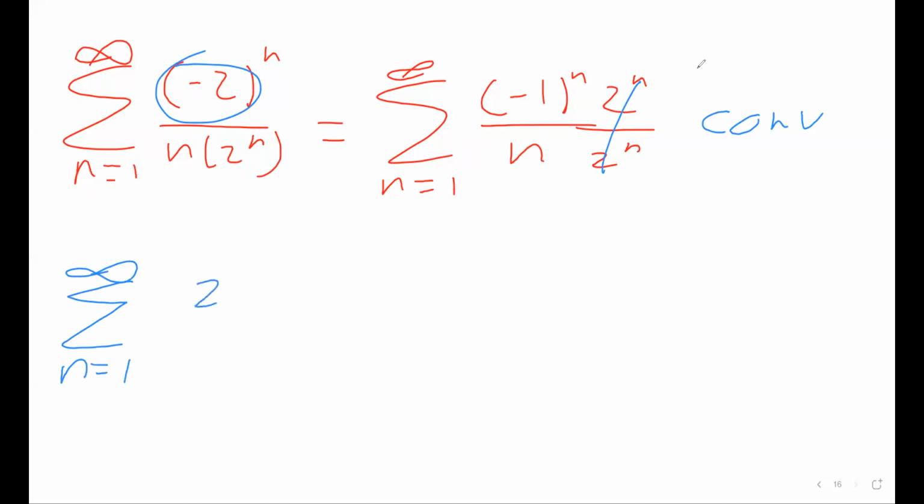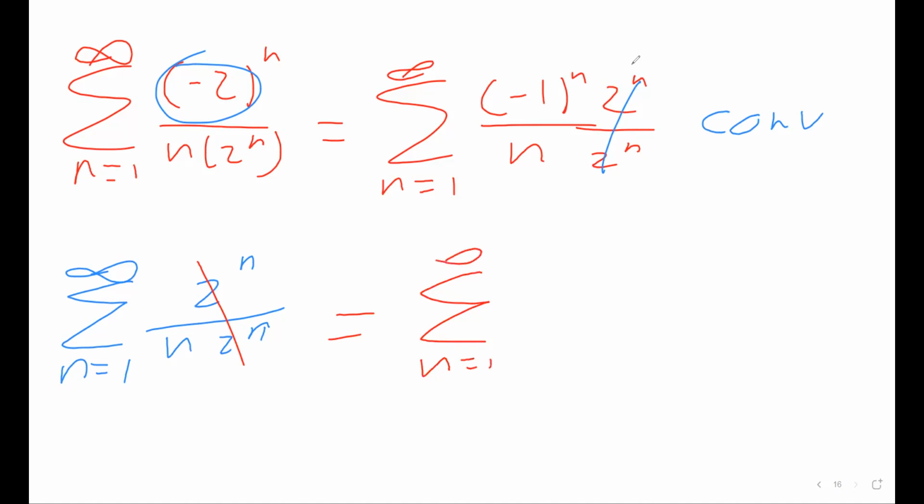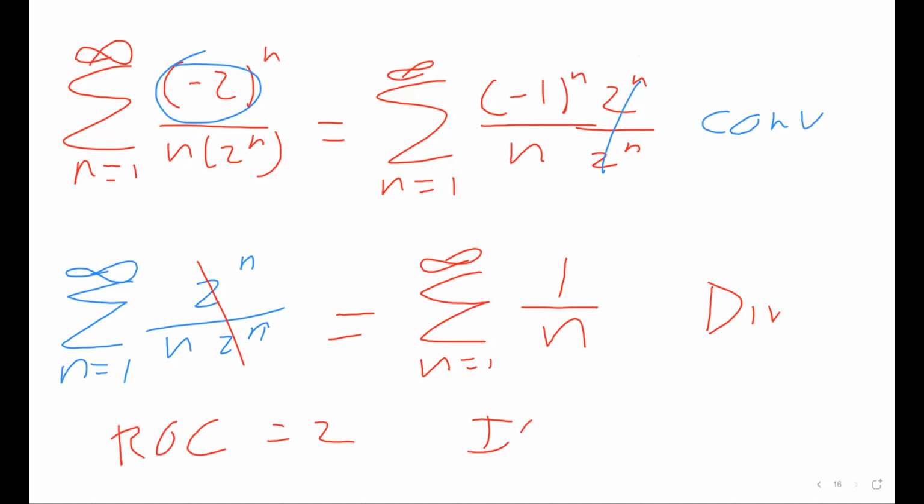Let's plug a +2 in. Those cancel. Harmonic series, it diverges. So our radius of convergence is going to be 2. The interval of convergence is going to be inclusive -2 up to non-inclusive +2.